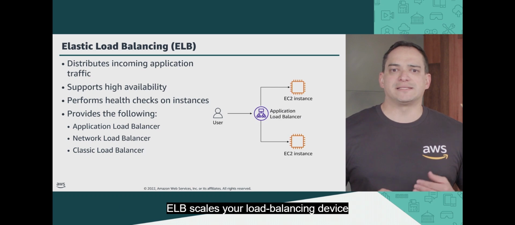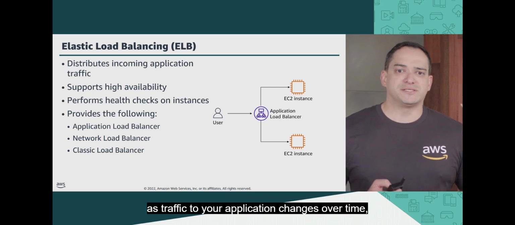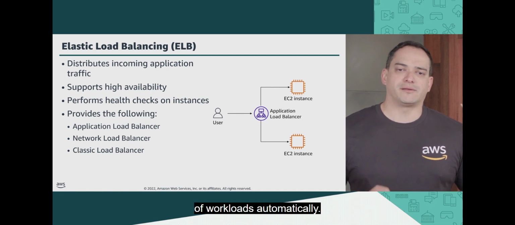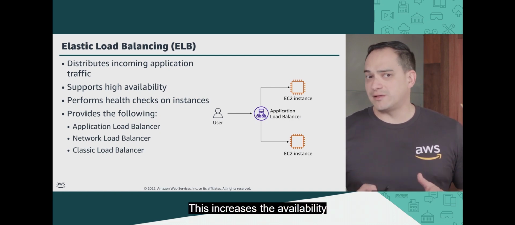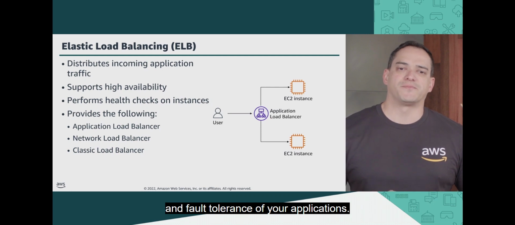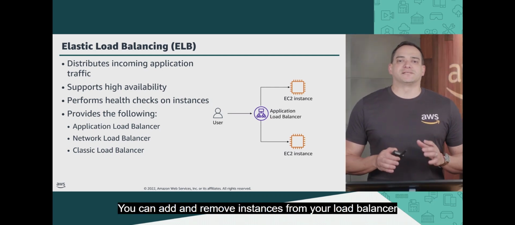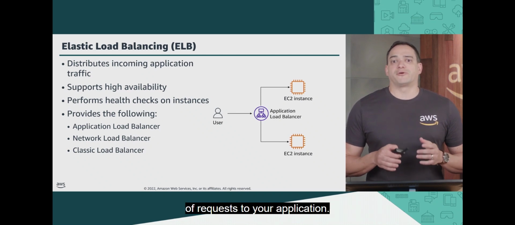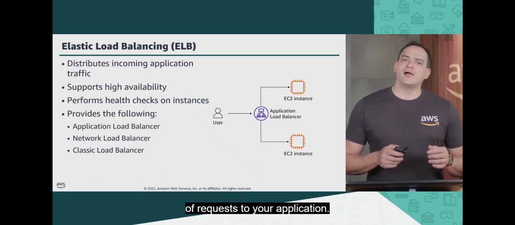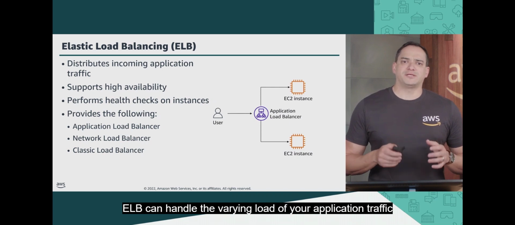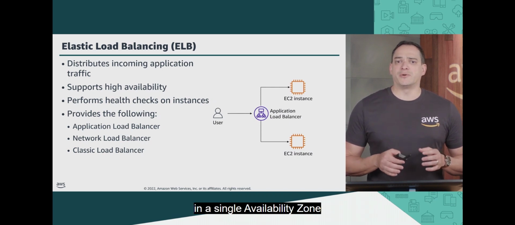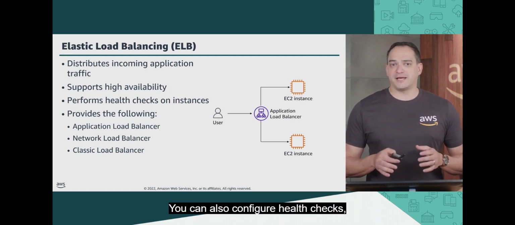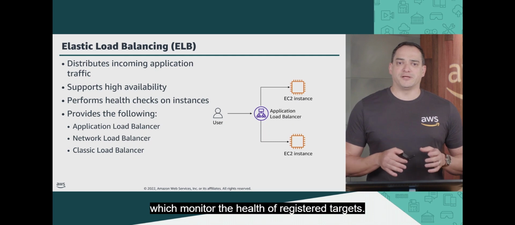ELB scales your load balancing device as traffic to your applications changes over time and can scale to the vast majority of workloads automatically. This increases the availability and fault tolerance of your applications. You can add and remove instances from your load balancer as your needs change without disrupting the overall flow of requests to your application. ELB can handle the varying load of your application traffic in a single availability zone or across multiple availability zones.